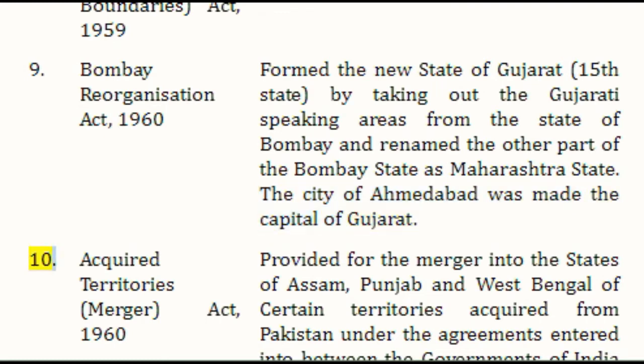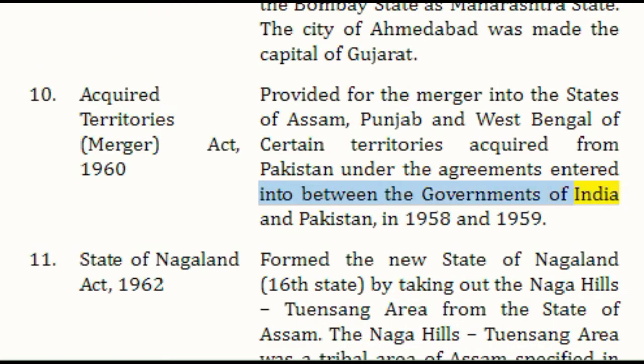10. Acquired Territories, Merger Act, 1960. Provided for the merger into the states of Assam, Punjab, and West Bengal of certain territories acquired from Pakistan under the agreements entered into between the governments of India and Pakistan in 1958 and 1959.